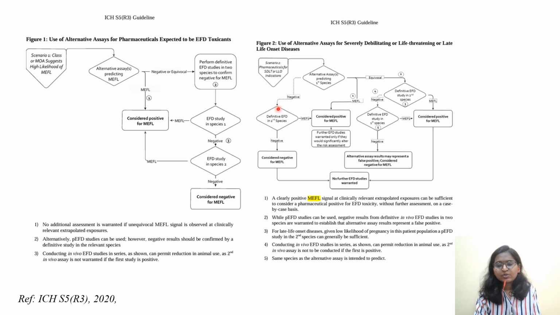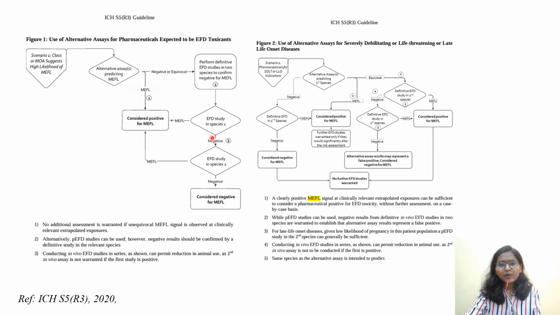What you have to do as a study director, as a toxicologist, before initiating any such studies, is see if any alternative methods are there, if a class-specific effect is there. By following certain decision trees, can we reduce the animal testing? That is what you have to check. Here, Scenario 1, they have given: class or mechanism of action suggests a high likelihood of maternal effect or embryo-fetal effect. Then you have to follow this decision tree and check whether my chemical will fall under this category or not.